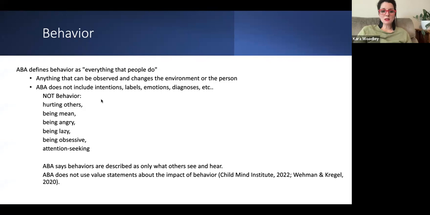Okay. So ABA does not include intentions, labels, emotions, diagnoses, and the book goes more into this. Something that is not behavior is hurting others, being mean, being angry, being lazy, being obsessive, attention seeking. Okay. And so ABA says behaviors are described as only what others see or hear. ABA also does not use value statements about the impact of behavior.